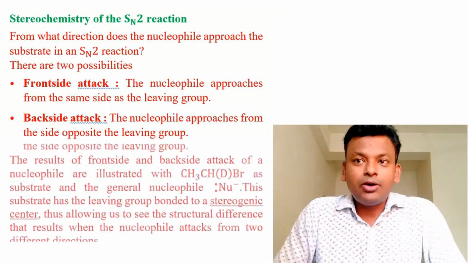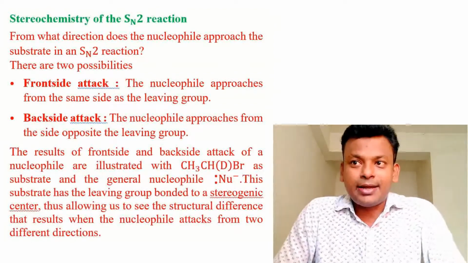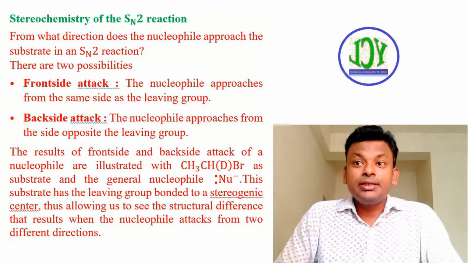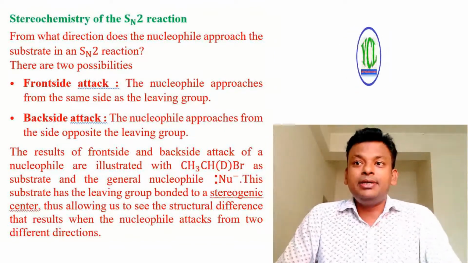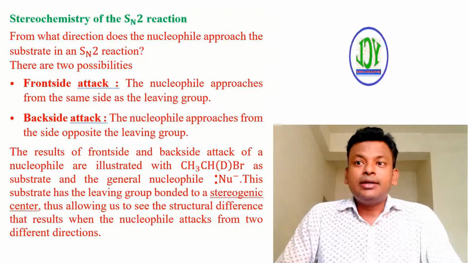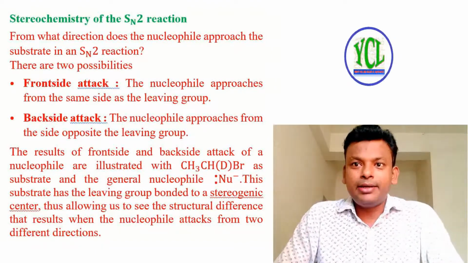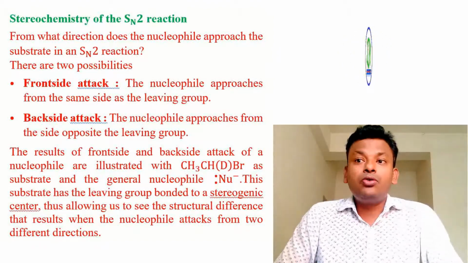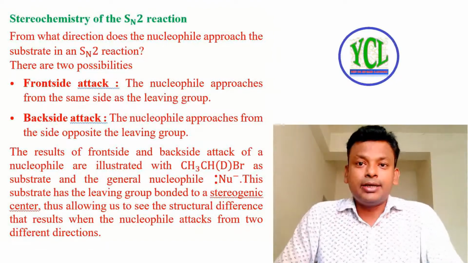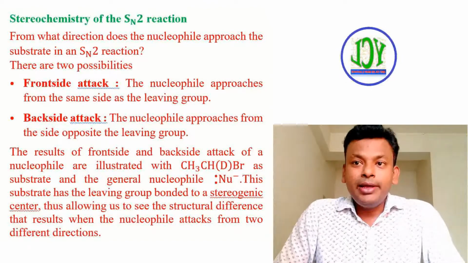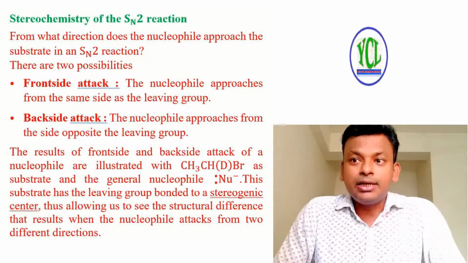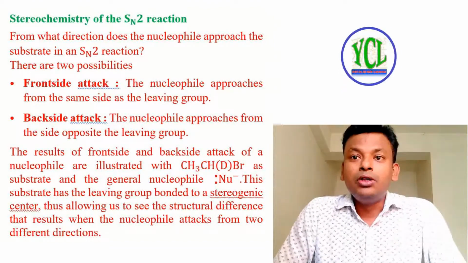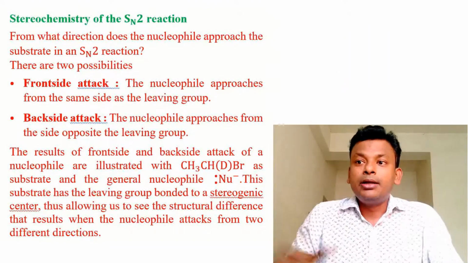The results of front side and back side attack of nucleophile are illustrated with CH3CHDBr as a substrate and a general nucleophile Nu negative. This substrate has the leaving group bonded to a stereogenic center, thus allowing us to see the structural difference that results when the nucleophile attacks from the two different directions.